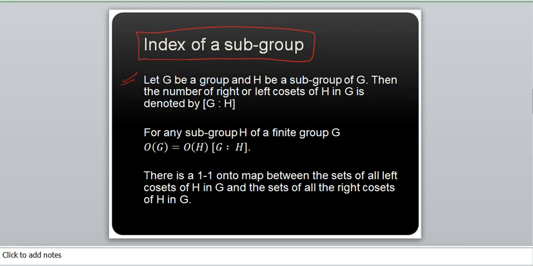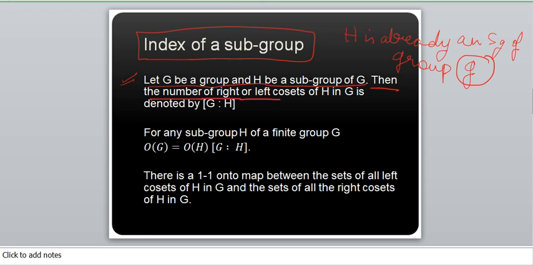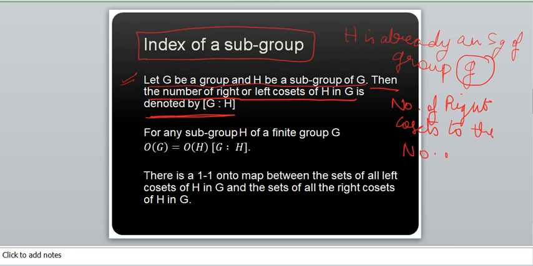It says that let G be a group and H be a subgroup of G. Then the number of right or left cosets of H in G is denoted by G is to H. I just want you to understand this, that the number of right cosets is equal to the number of left cosets, and it is given as G is to H.